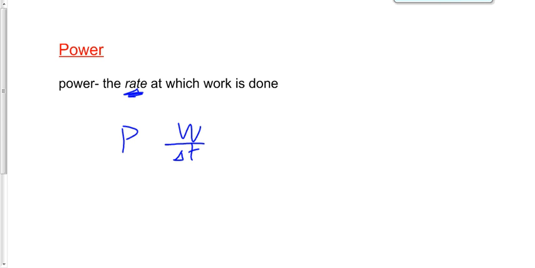Its symbol is capital P, and the units for power would be, well, one we said was joules per second, and the other one we said was, what was the other set of units for power? You know this. Yep, the watts.